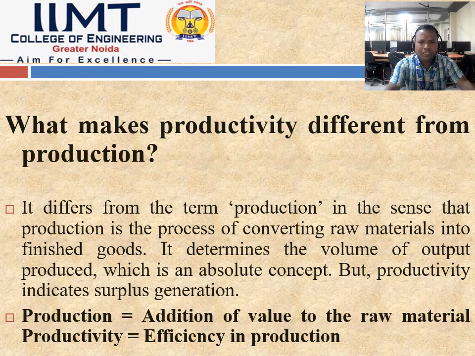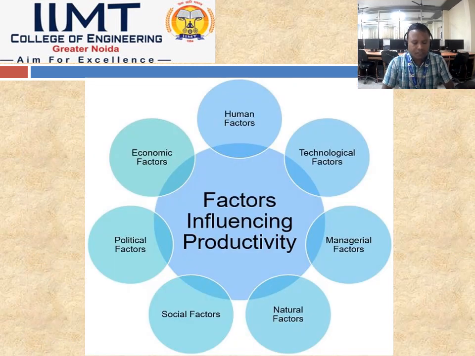Production is the process of converting raw material into finished goods. It determines the volume of output produced, which is an absolute quantity. But productivity is efficiency in production. There are various factors which influence productivity. Some of them are human factors, technological factors, managerial factors, natural factors, social factors, political factors, and economic factors.